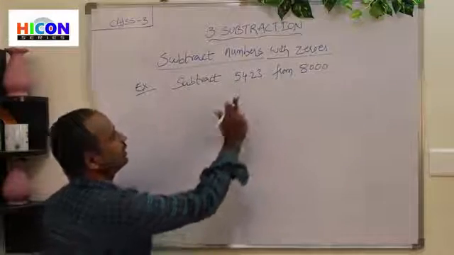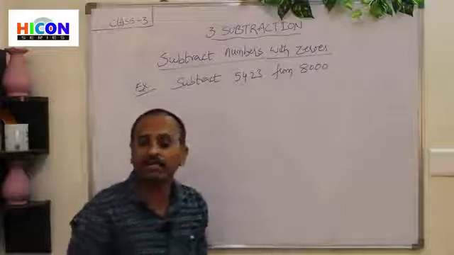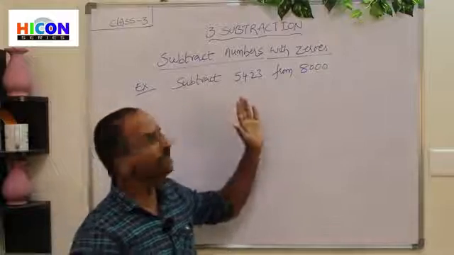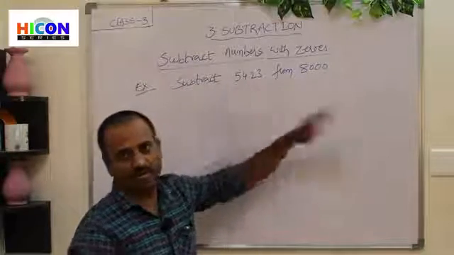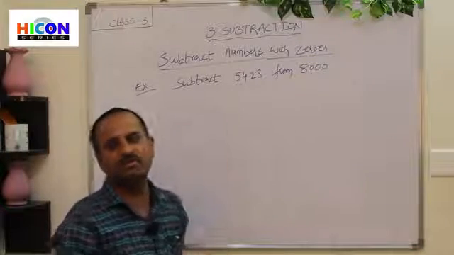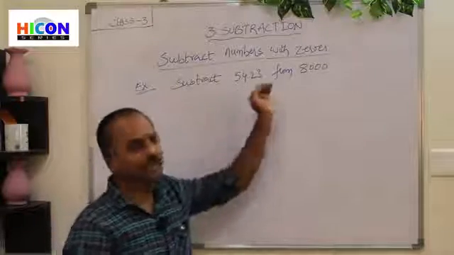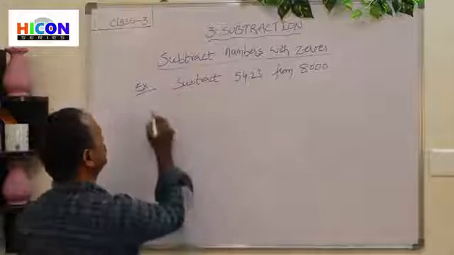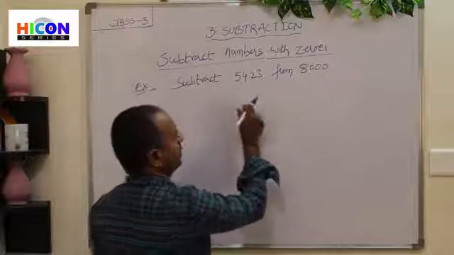Now if the numbers are given one beside the other, already we have discussed in the previous exercise. If the numbers are given like this, a number given beside the other, then we have to write both the numbers one below the other. So the first step is we have to write these two numbers one below the other.